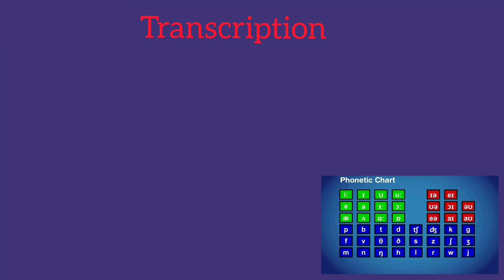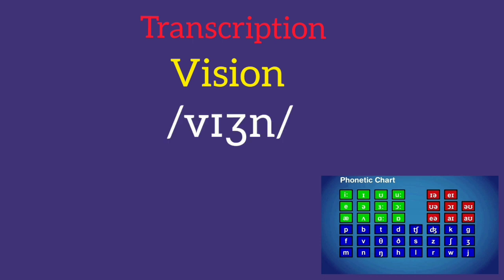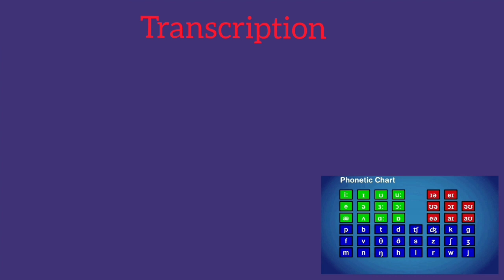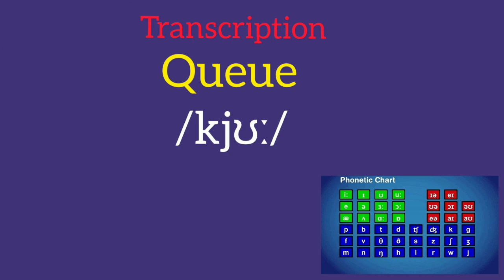The answer for vision is slash n. The letter I produces e sound and matches with the vowel e, and the letter si matches with the consonant sh. And finally, the answer for the word q is slash k u slash.